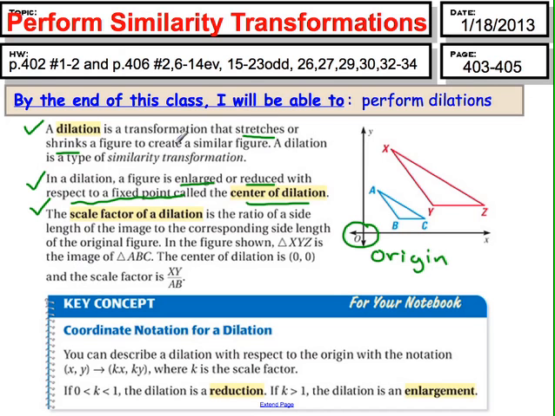Again, the scale factor is the ratio from the image on top to the pre-image on the bottom. So where you end over where you start is the way that I think about this. From the image to the pre-image is how this ratio will work.